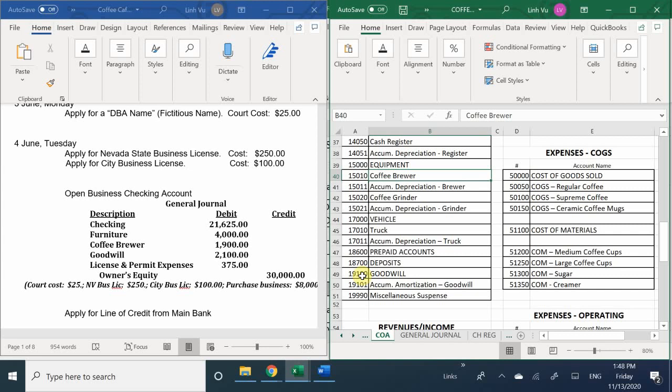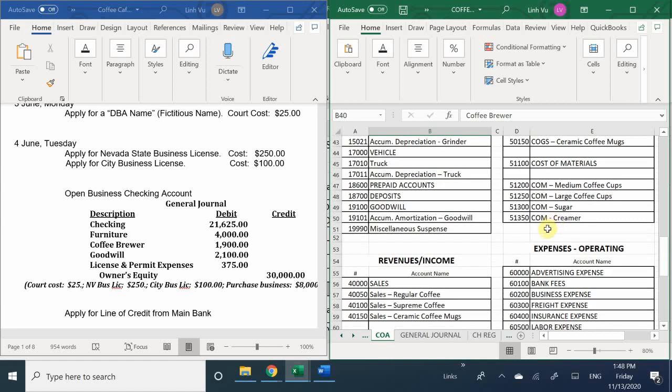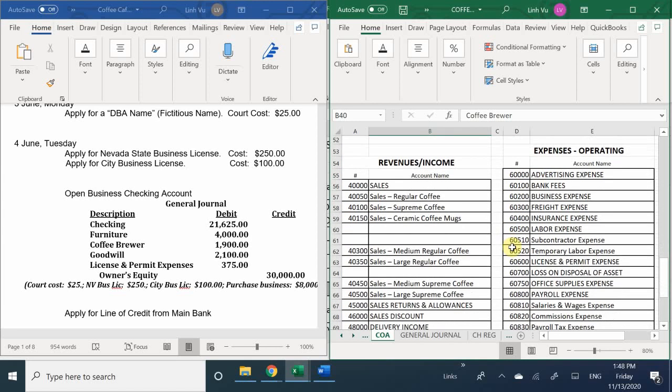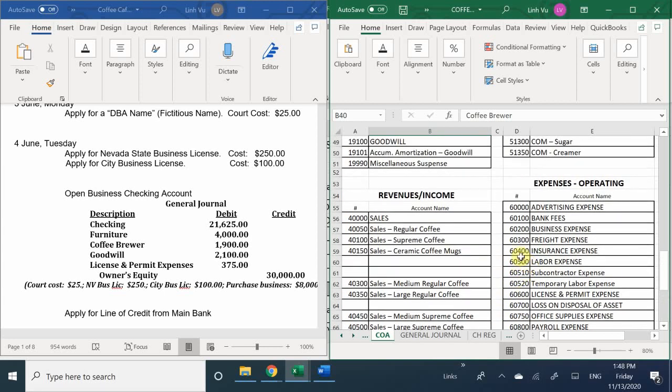Correct. And then let's go ahead and look up what license and permit expense is going to be. So it's going to be on an expense account. All expenses are going to be in alphabetical order except for your adjusting accounts, obviously. So anything that's an operating will be in alphabetical order. For license and permit, 6,600. Good.